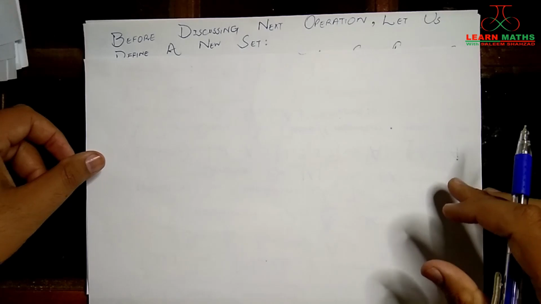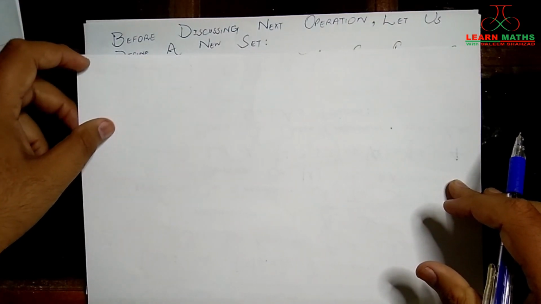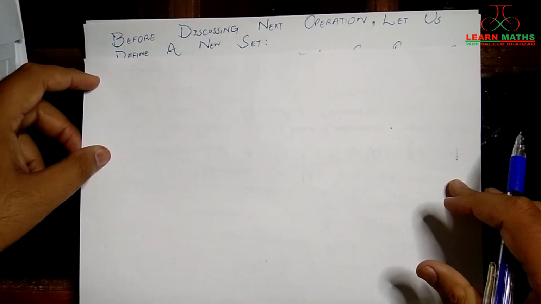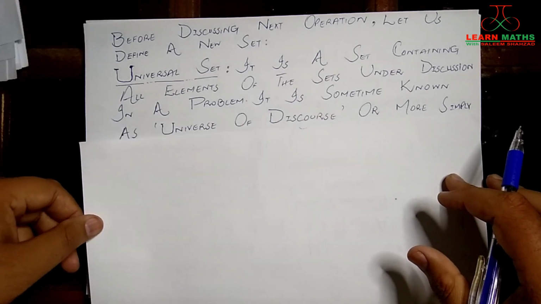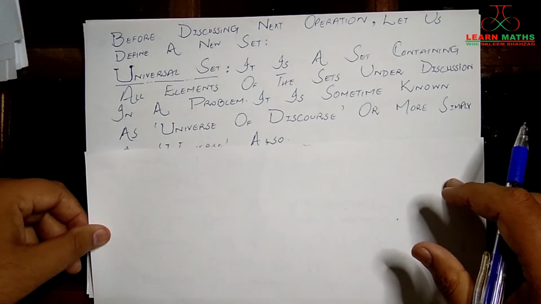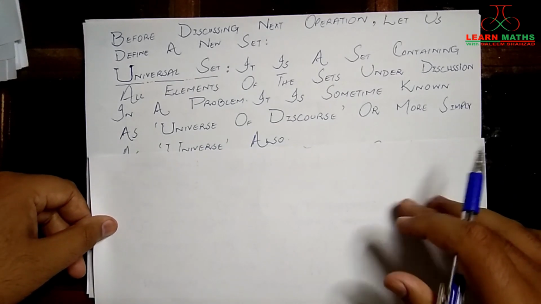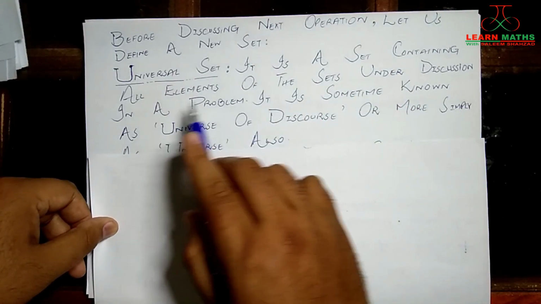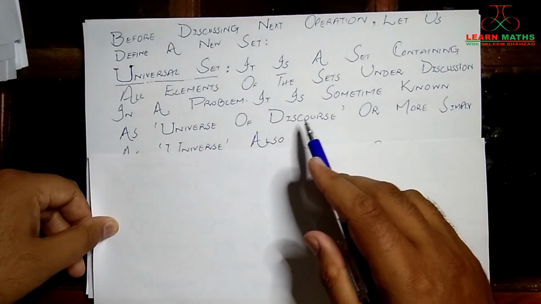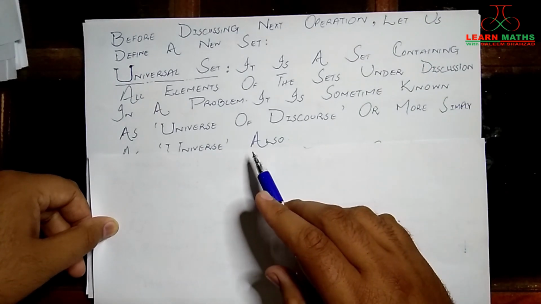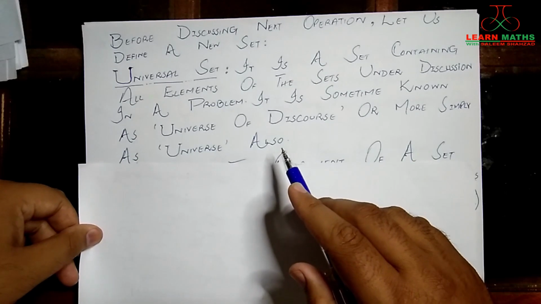Alright ladies and gentlemen, before talking about our next operation, we need to define a set, and that set is regarded as the universal set. Sometimes it is called the universe or universe of discourse. All of these are its names. It is a set containing all elements of the sets under discussion. In a problem, it is sometimes known as universe of discourse, or more simply as universe.